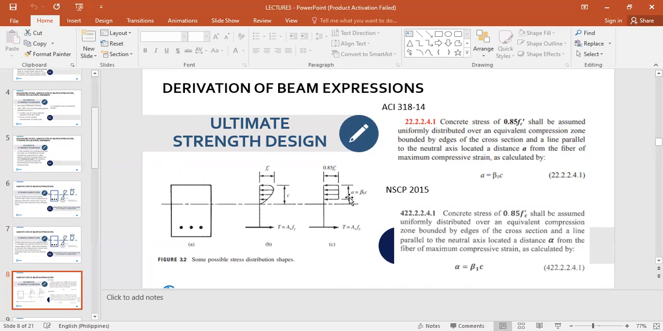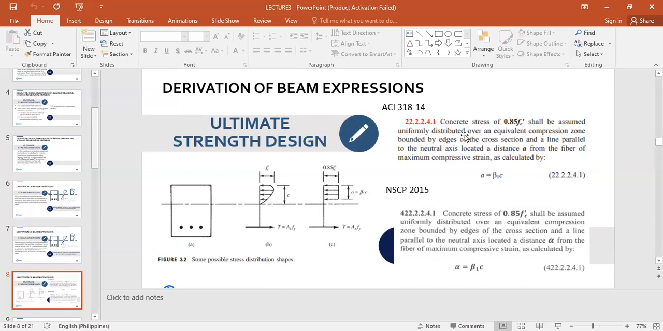From the fiber of the maximum compressive strain, as calculated by this specific equation to be considered when we are trying to get the value of our A, wherein A is equivalent to beta sub 1 times C. So in NSCP 2015, under section 422.2.2.4.1, concrete stress of 0.85 fc prime shall be assumed uniformly. So it's the same thing, no?